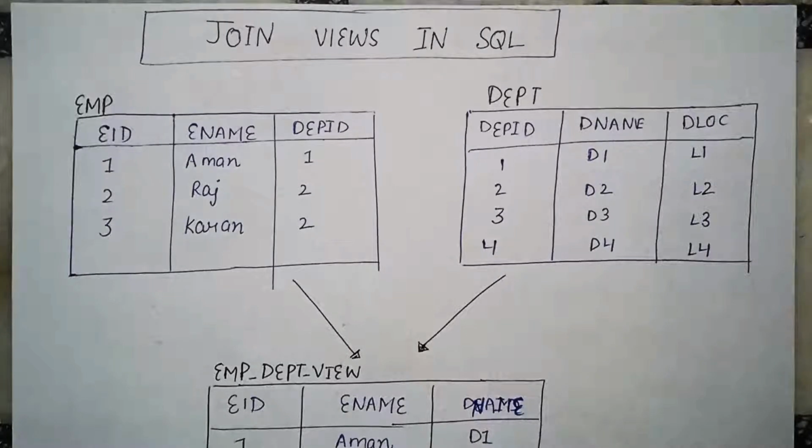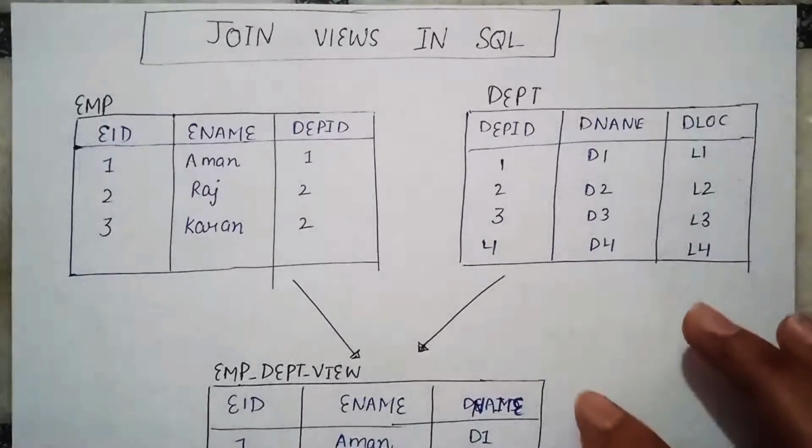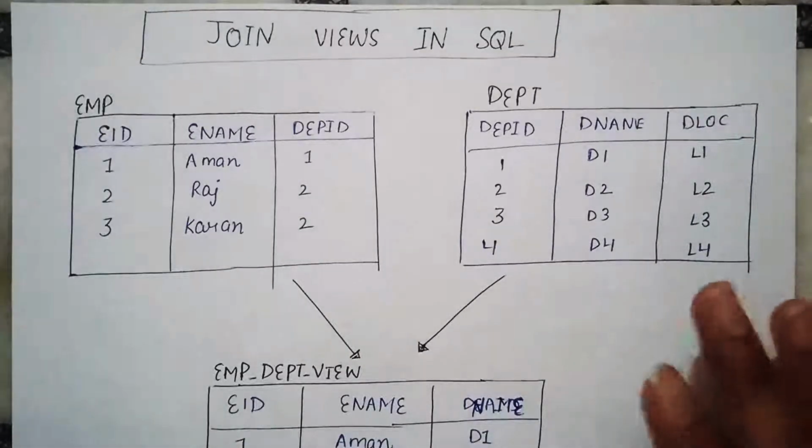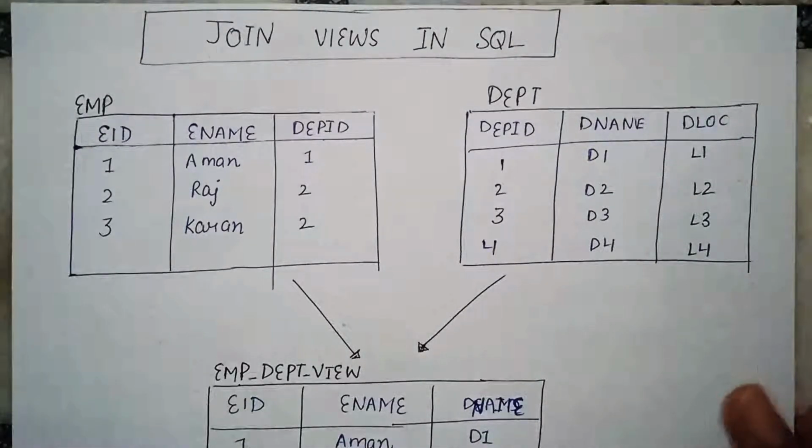So in this video, I'm going to tell you what are join views in SQL. Till now we have discussed what views are. We used to create a simple view from only one table. But if you want to create views from more than one table, these views are known as join views. The views, or we can say the named tables, that we create by using more than one table are known as join views.